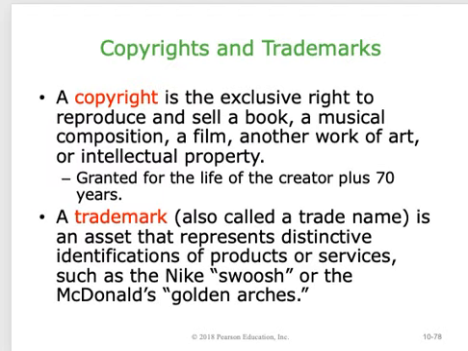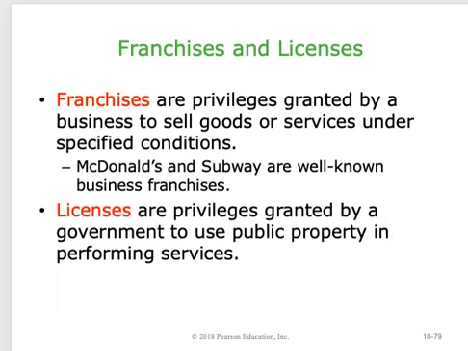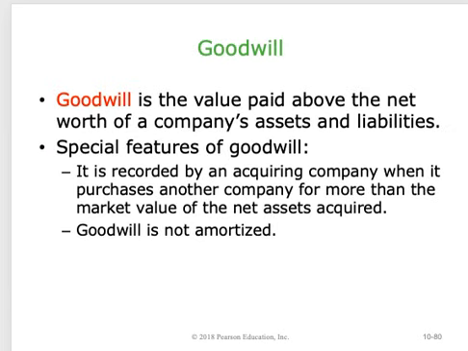All right, copyrights and trademarks. You need to know the difference between those, so read about those. Franchises and licenses are also intangibles, so read about those. Goodwill is the value that is paid over and above the book value of a business. Goodwill is only recorded when you purchase a company, and goodwill is not amortized. It's not one of those things that we're going to expense out year to year. Goodwill is tested for impairment.